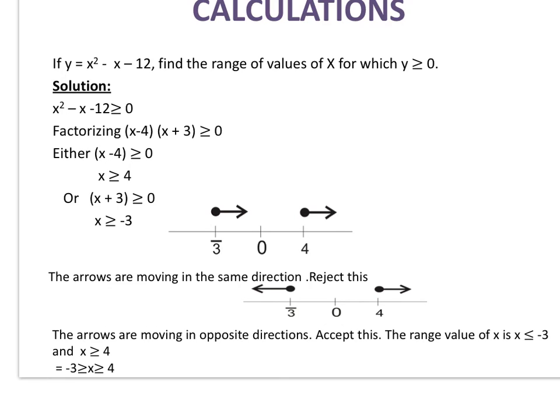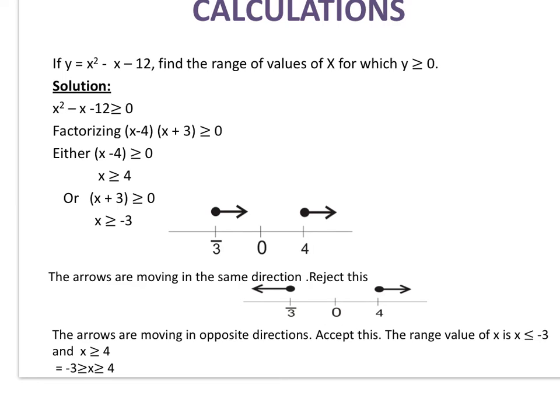That is question 12. If y is equal to x squared minus x minus 12, find the range of values of x for which y is greater or equal to 0. Solution: you now put down the inequality there. X squared minus x minus 12 is greater or equal to 0. Factorizing, x minus 4, x plus 3 is greater or equal to 0. So either x minus 4 is greater or equal to 0, which implies that x is equal to or greater than 4, or x plus 3 is greater or equal to 0, which implies that x is greater or equal to minus 3.